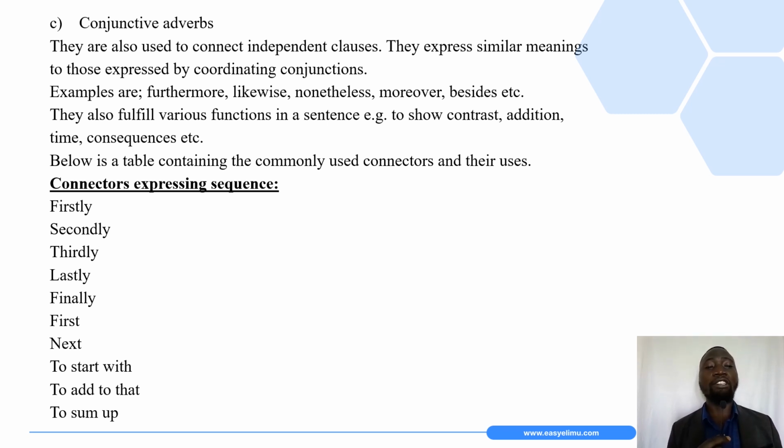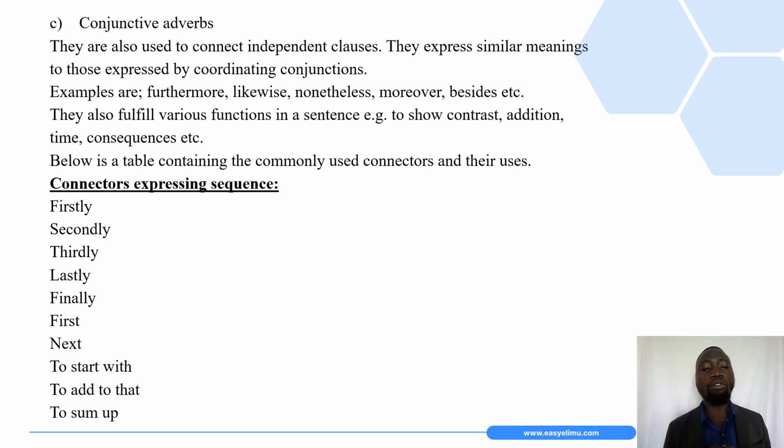So conjunctive adverbs are also used to connect independent clauses. They express similar meanings to those expressed by coordinating conjunctions, and you will find that in most cases they play similar roles to the coordinating conjunction in sentences. Some examples of conjunctive adverbs that we have are furthermore, likewise, nonetheless, moreover, besides, etc.